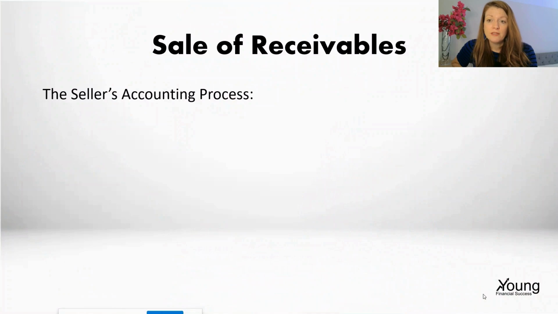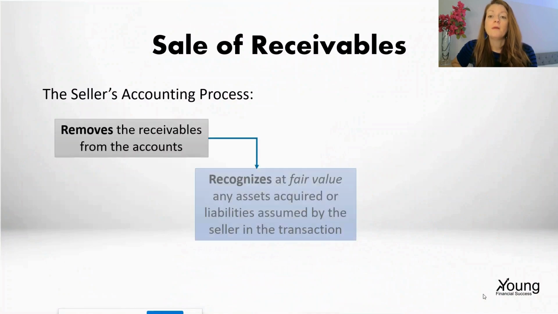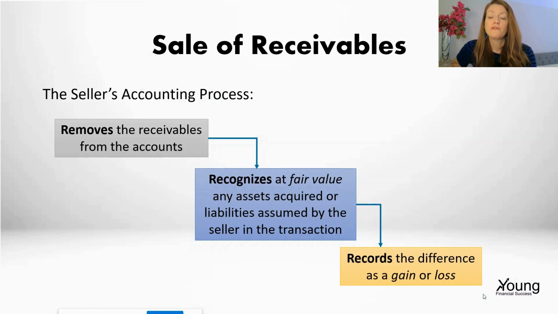So with the sale of receivables, they're actually going to get rid of them. They're going to remove those receivables from their accounts. They are going to recognize the fair value of any asset acquired or liabilities assumed, and they're going to record the difference as a gain or a loss. So if they actually sell the receivables, they are done with them. They're getting them off their books, just like you would see any other asset leaving, and they're going to show the fair value compared to what they got in cash, and they're going to show a gain or loss for that. So this is where they're actually selling those receivables.